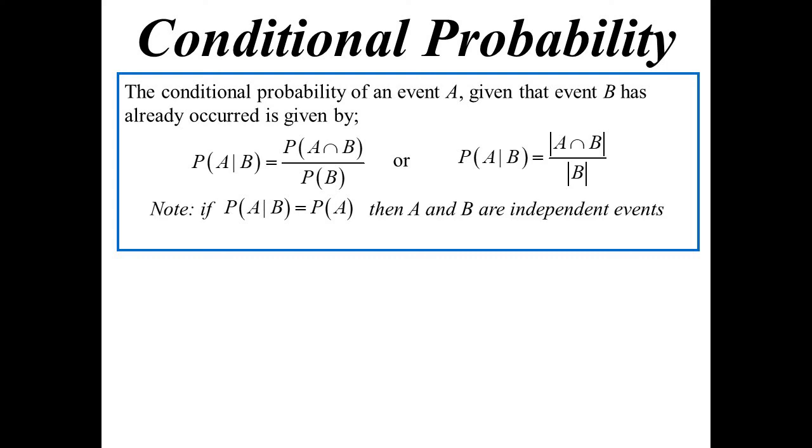If you want to work out whether A and B are independent, we can use conditional probability for that. If the probability of A, given that B has already happened, is exactly the same as the probability of A, then they must be independent events. Because the fact that B had already happened didn't affect the probability of A. So they're independent. Another way of looking at that is you could say probability of A intersection B is the same as probability of A times probability of B.